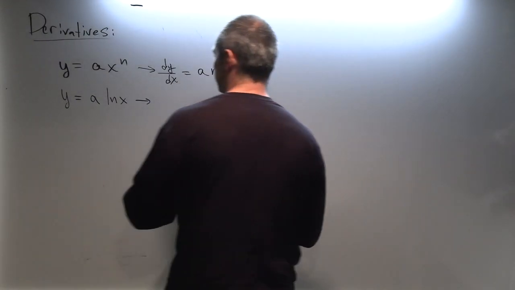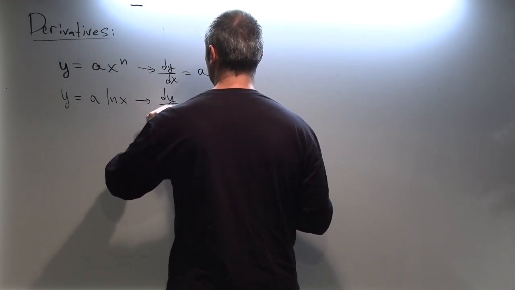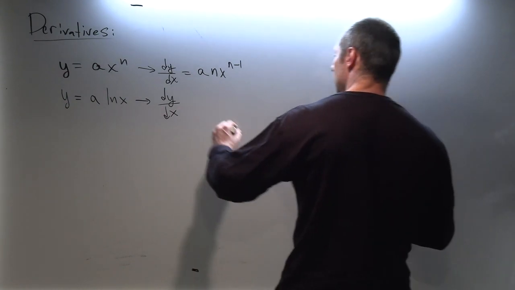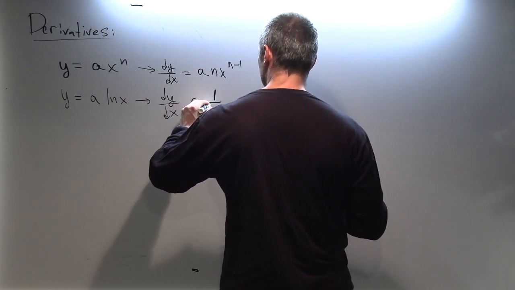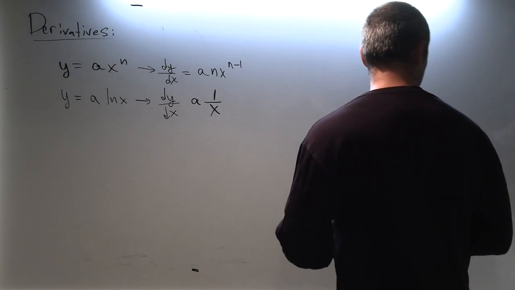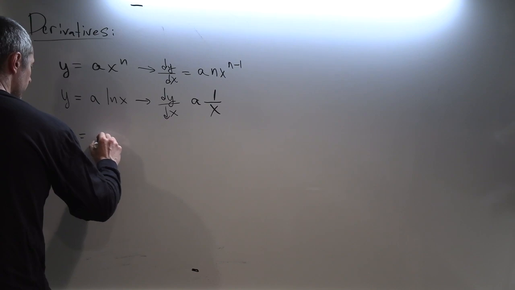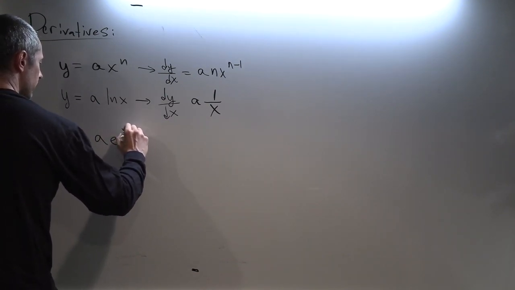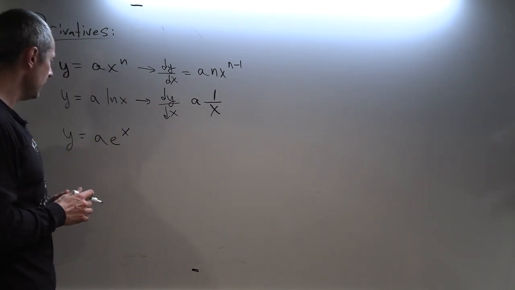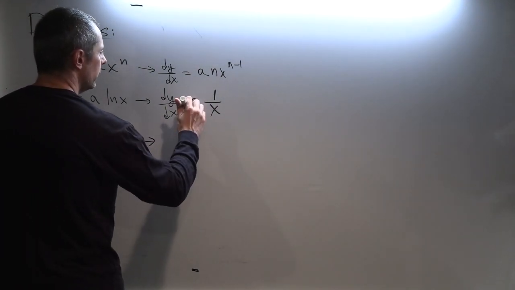Okay. Another rule is if you have the natural log, then the derivative, the constant stays the same, and you just do 1 over x for the derivative of the natural log. The next one, the exponential function. This is an interesting derivative. Oops, I forgot the equal sign here.